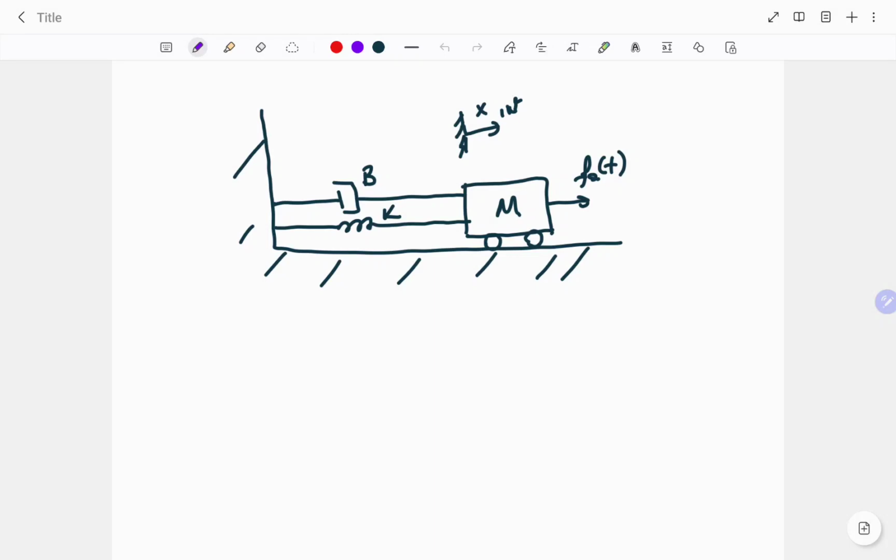Hello everyone, we will use the same translational mechanical system to show the state space representation. For the state space representation, first of all we will write the equations, then in the next video we will convert them into the matrix form. But for now, we should start with the state variables determination. State variables means the smallest set of variables to describe the system, and we should focus on the storing elements inside the system.